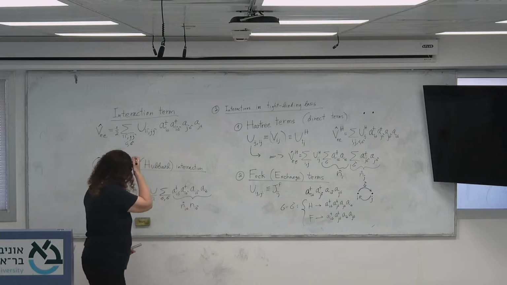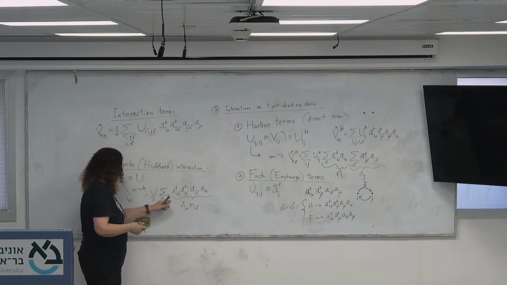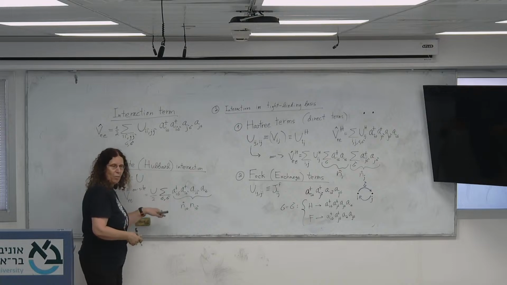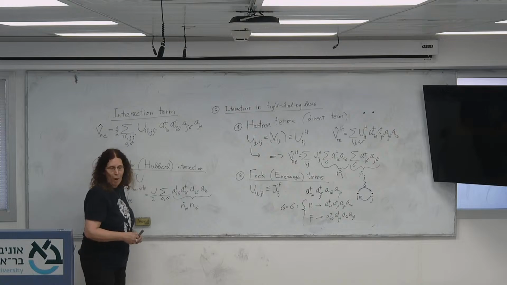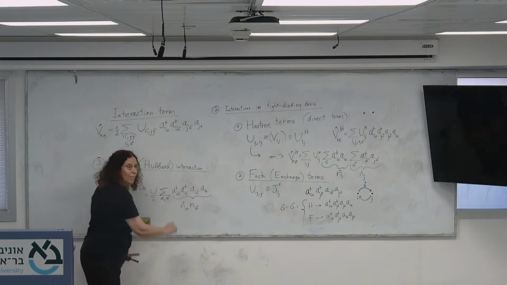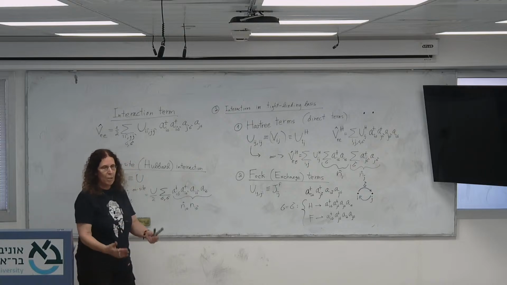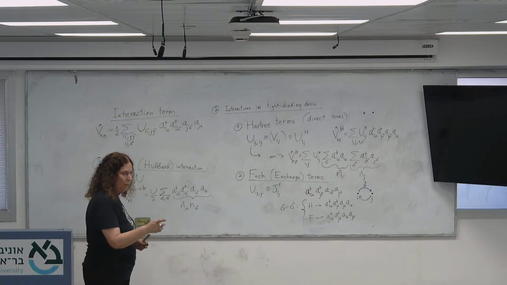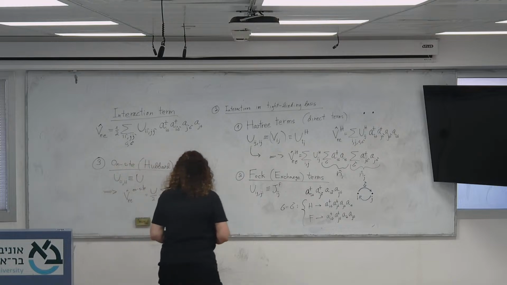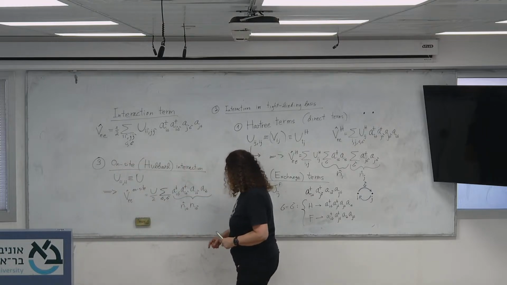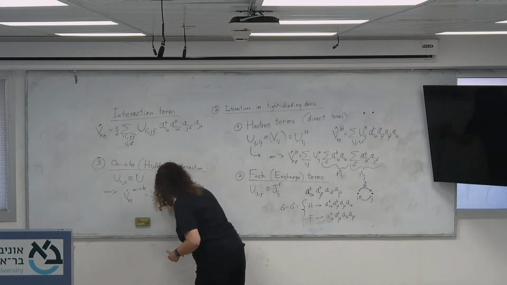Now, when you look at it, so in principle, the sum includes 4 terms. Sigma can be equal or different from sigma prime. But what happens if sigma equals sigma prime? It's 0. Why? Once again, it's just not there. It's a 0 identity. Yeah? Oh, sure. Yeah. You're right.